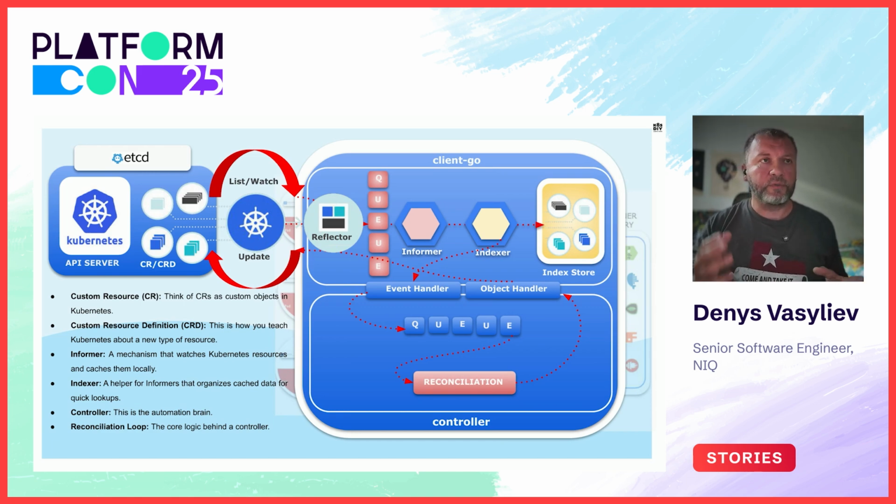Client Go, on the right side of the schema. This is the Kubernetes client library in Golang. It provides tools for interacting with the API server, managing caches, and building custom controllers. And controller runtime. A high-level library built on top of Kubernetes client Go. It simplifies controller development by giving you out-of-the-box patterns for reconciliation loops, dependency injection, manager lifecycle, and metrics.